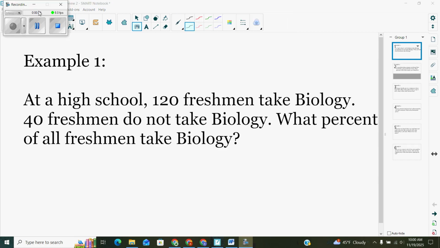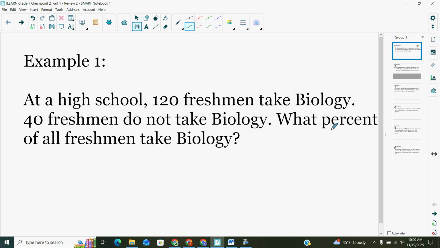So our first example says, at a high school, 120 of the freshmen take biology. 40 freshmen do not take biology. What percent of all freshmen take biology?